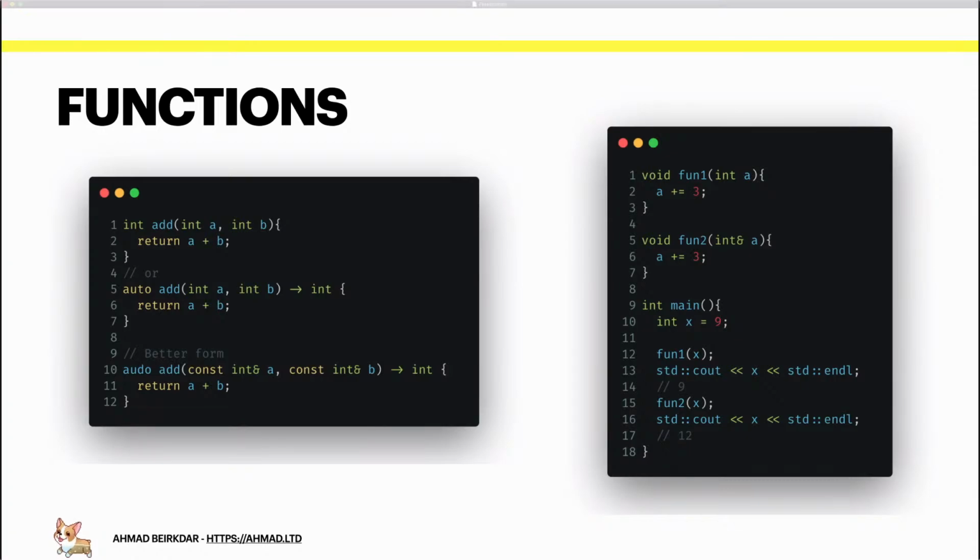So to make sure that the compiler tells the person you're not allowed to do that, you need to include a constant. So yeah, that's the best way to write, I guess, the better form of writing this add function. Other than that, here's a quick example of references.